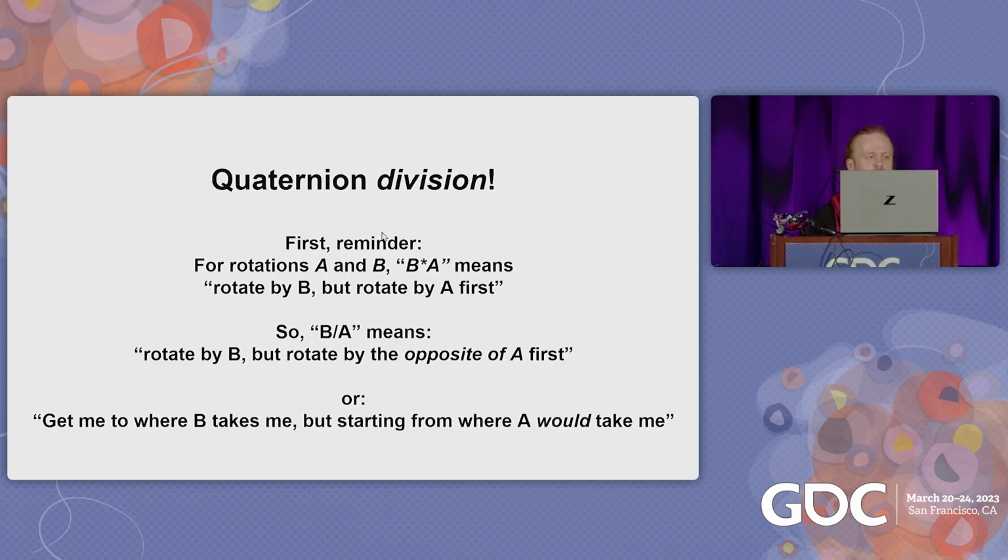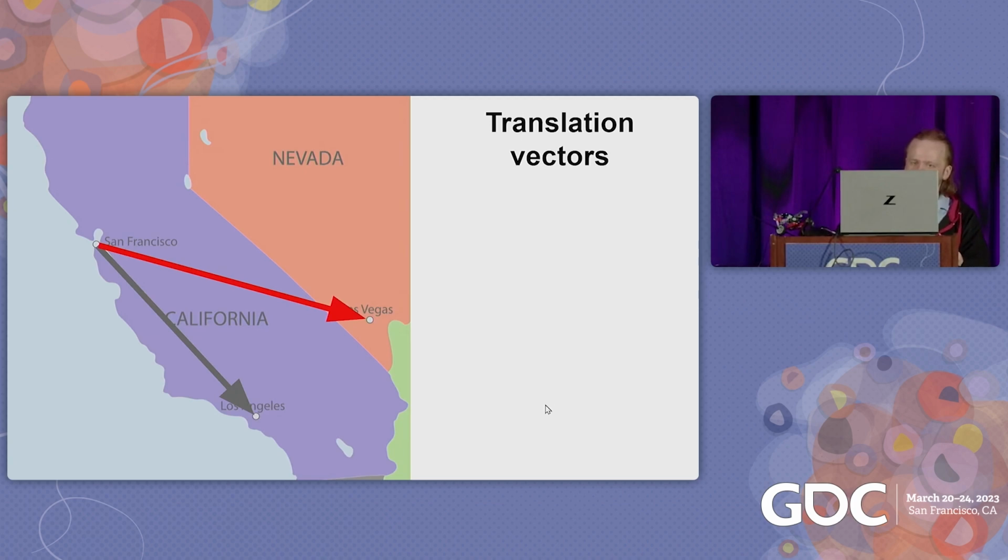And this matters because it helps us do quaternion division. First, a little reminder, for rotations A and B, B multiplied by A means rotate by B, but rotate by A first, which means that B divided by A means rotate by B, but rotate by the opposite of A first. Okay? We'll see some very clear uses for this. Another way of saying this is get me to where B takes me, but starting out from where A would take me. And a place that you deal with this fairly frequently is in translation vectors.